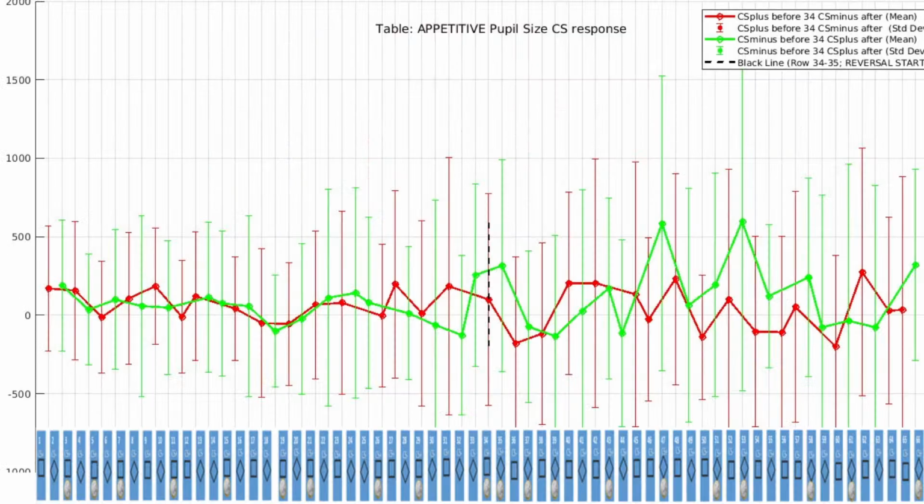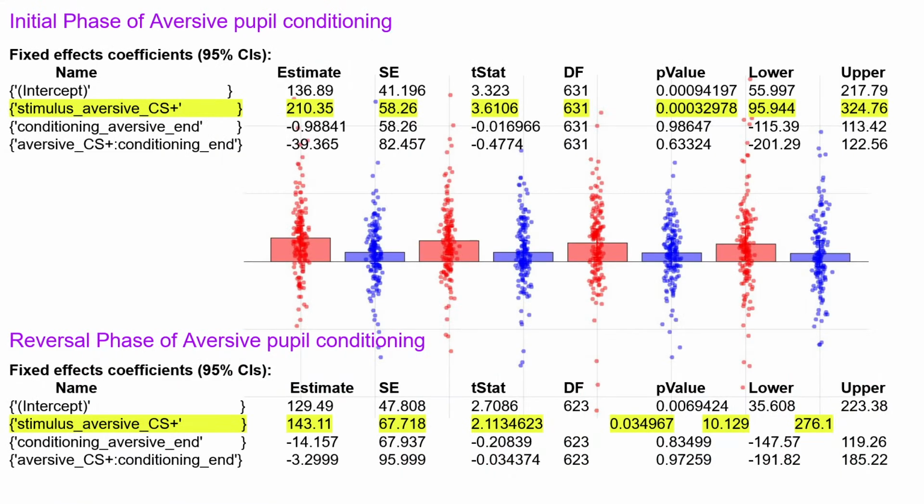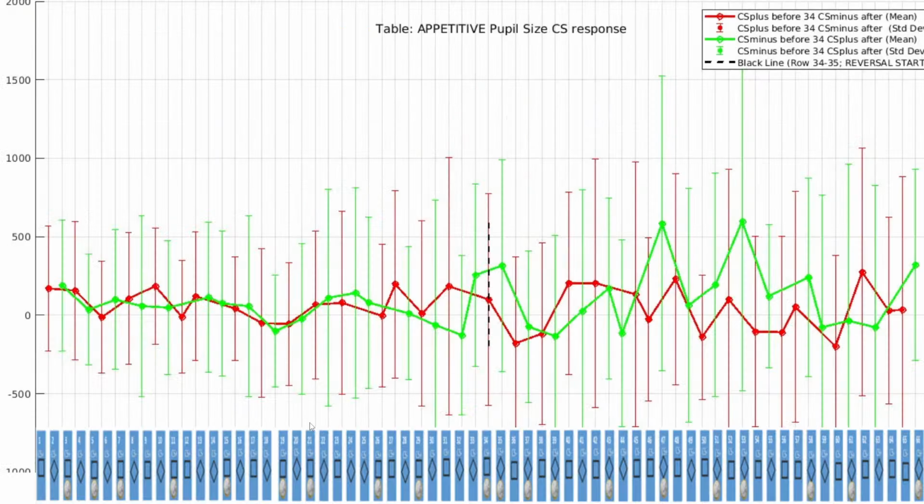Let's go back and compare appetitive and aversive. Overall, the conditioning, the CS plus in the beginning and in the end of the initial phase, causes a higher response than in the aversive, probably because of the habituation.